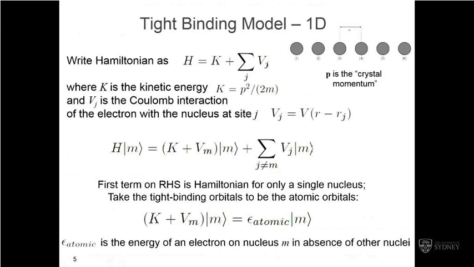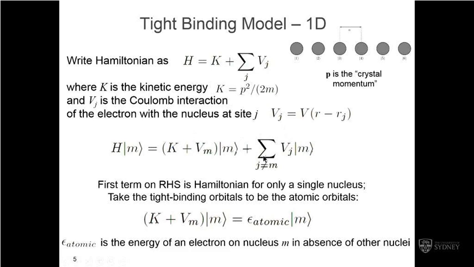So we're going to be writing the Hamiltonian as the kinetic energy term represented by K, and we know that that's equal to P squared, momentum, over 2m. And the V here is some kind of Coulomb interaction between the electrons on the atoms. So basically, we're just going to substitute this expression, K plus the sum over the potential, in for our Hamiltonian, and write it like this.